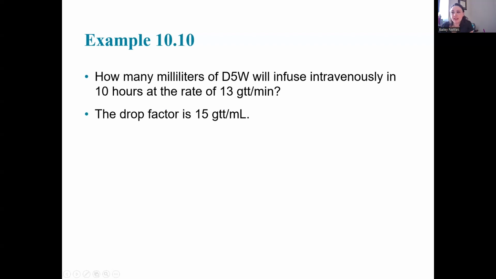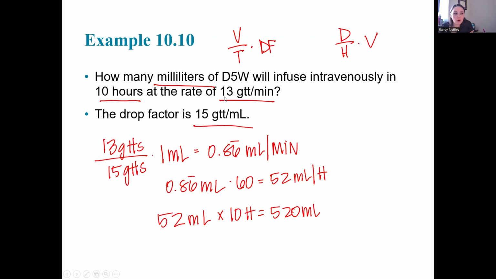All right, so now we have how many milliliters of D5W will infuse IV in 10 hours at a rate of 13 drops per minute if the drop factor is 15 drops per milliliter. Okay, so this one's a little different, but not too different, okay? We still have a desired over a have, like a desire or an order, okay? So I have an order of 13 drops per minute. I have a drop factor of 15 drops per mil.